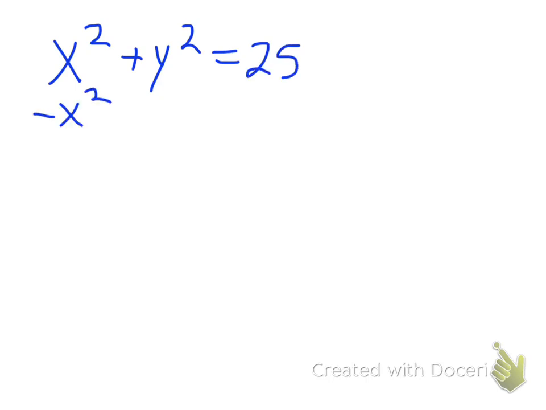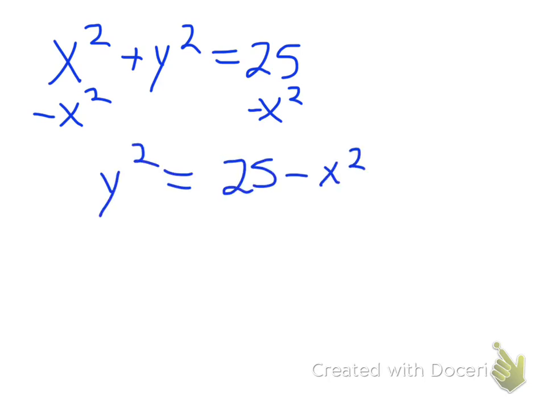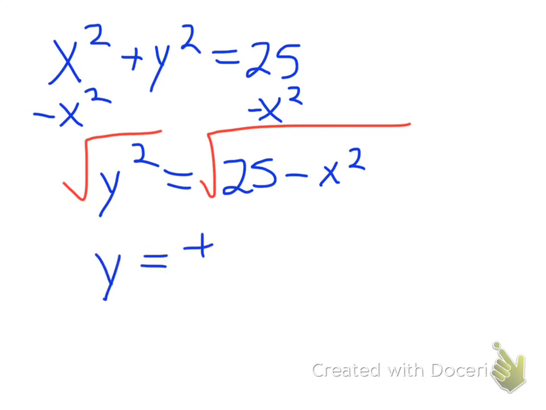We then went on and said, what if we solved this equation for y? The first thing I needed to do is subtract x squared from both sides, and I would have y squared equals 25 minus x squared. Taking the square root of both sides, I end up getting y equals both the positive and the negative square root of 25 minus x squared.